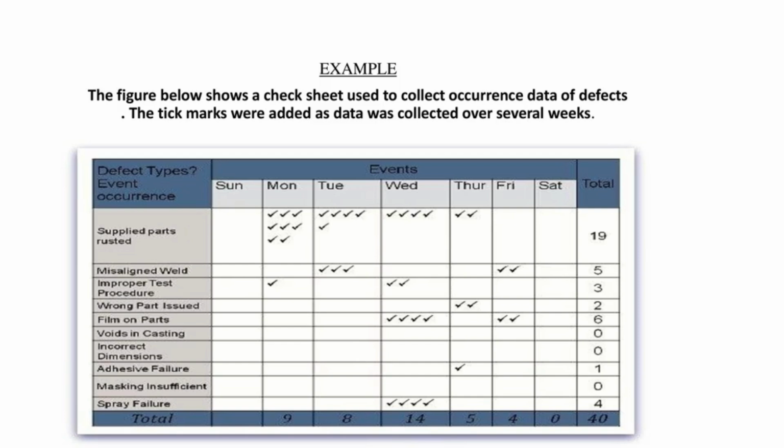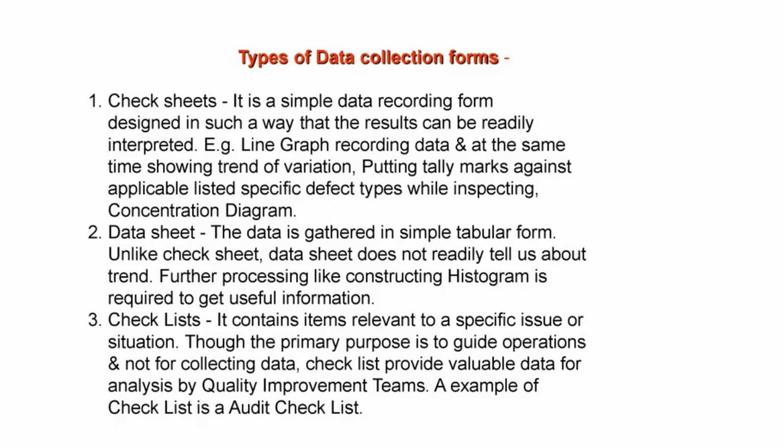Suppose Sunday to Friday, how many supplier parts inspected, how many had issues. So date-wise you can mention, and how many quantities you can mention. There is a checklist you can commonly use. And types of data collection forms: first is checklist, second is data sheet, then third is checklist. These are types of data collection forms. So here you can see.